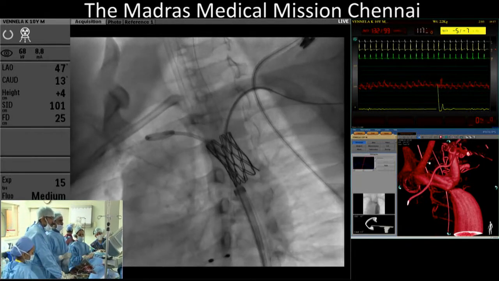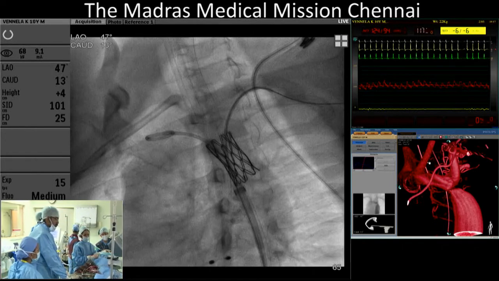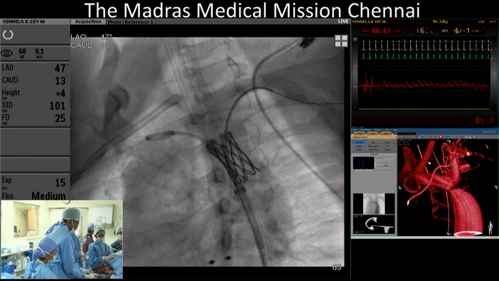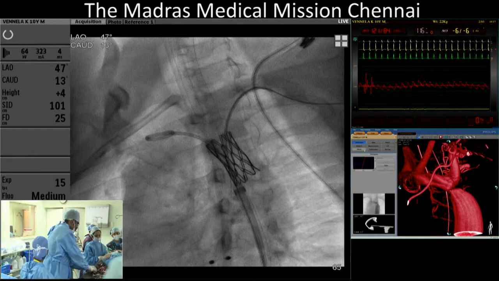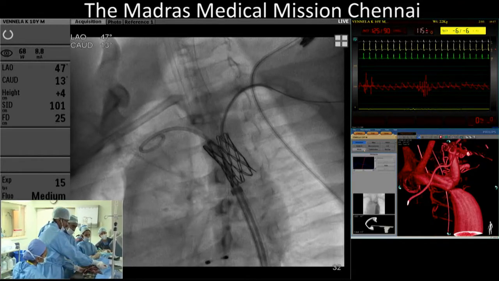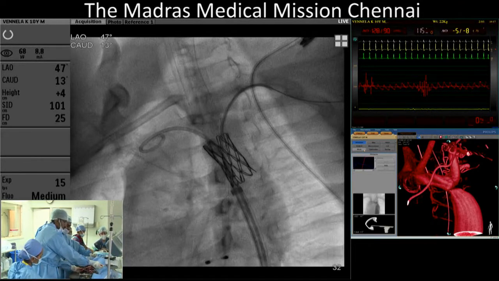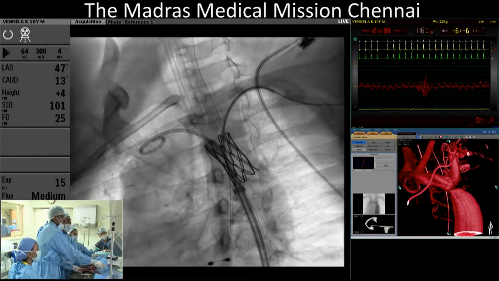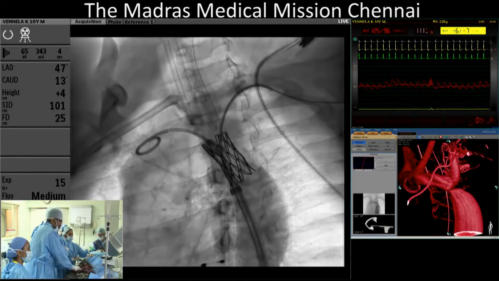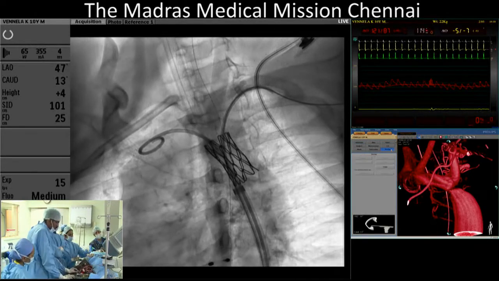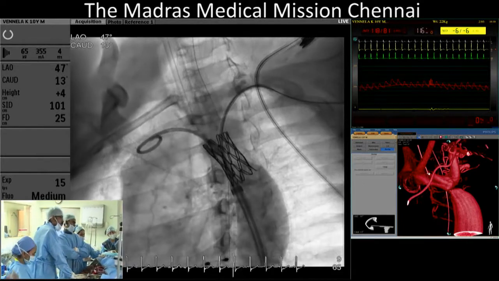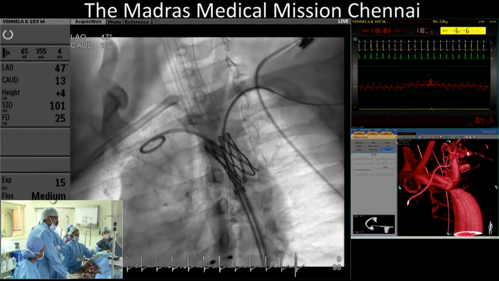Yeah, ready for an angiography? We have to see how much flow is there across that subclavian artery. Yes. Ready for the angiography? Yeah, it seems to me that the coarctation site is completely resolved.